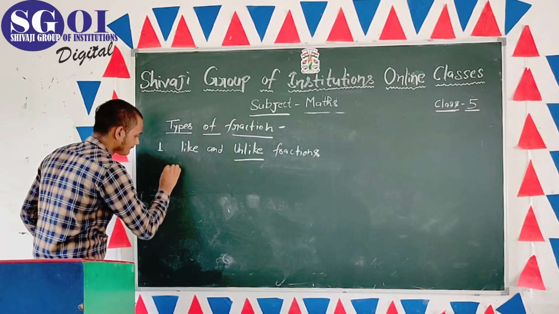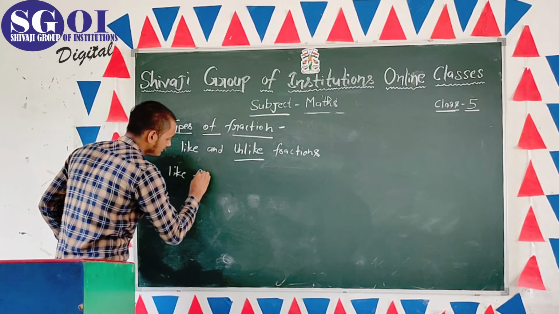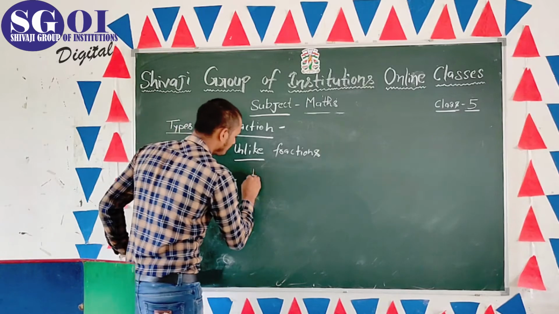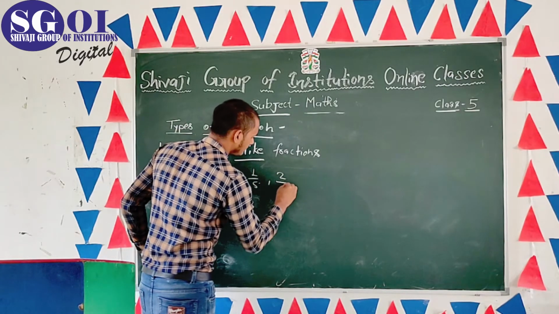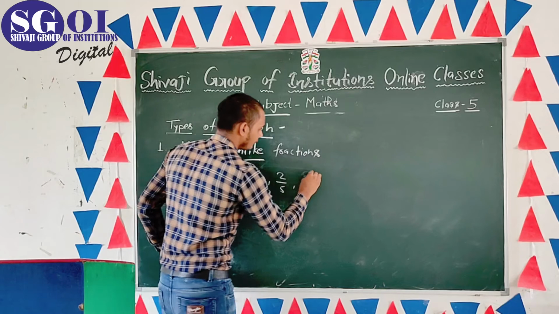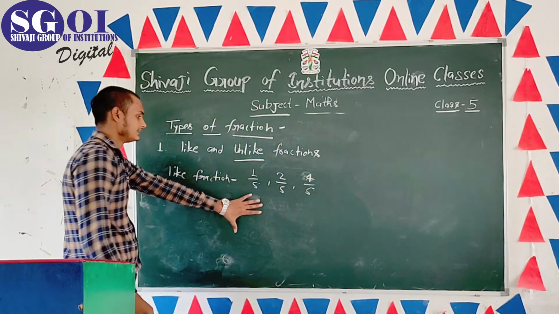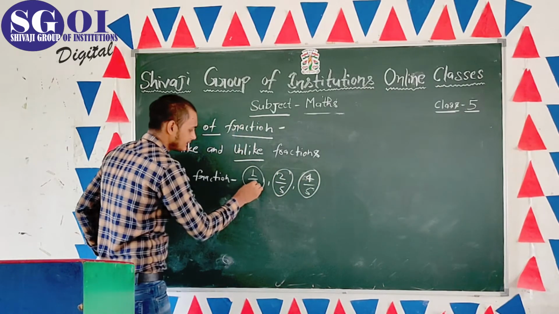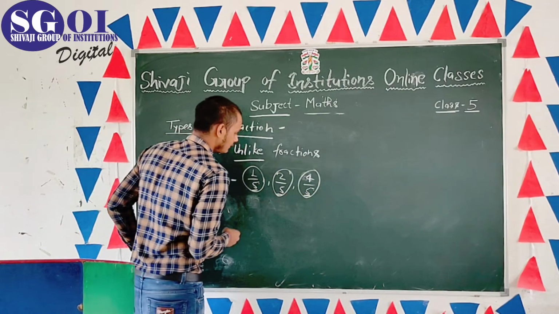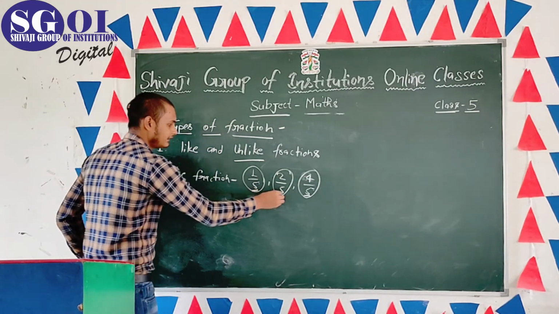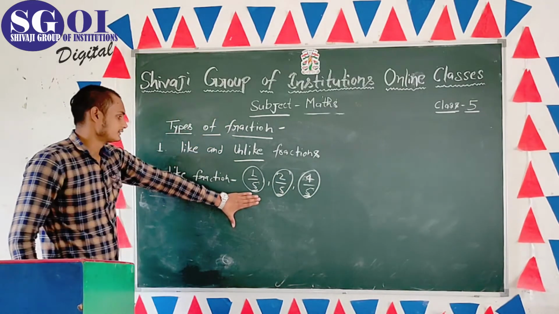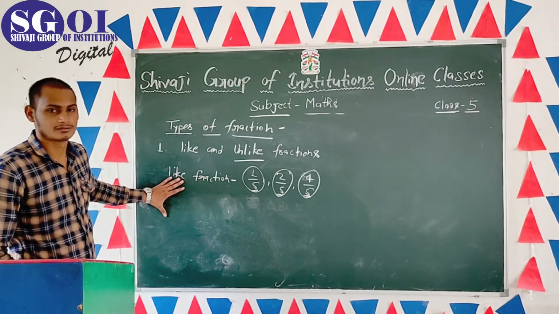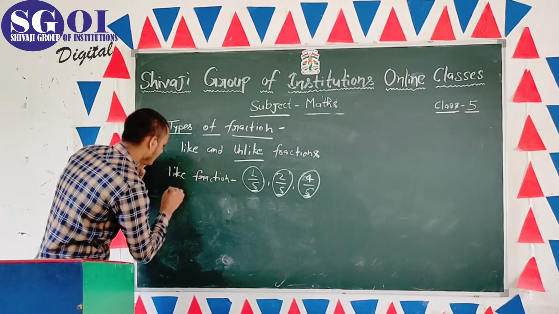Look at the example of like fractions: 1 upon 5, 2 upon 5, 4 upon 5. These are like fractions because the denominators are same. All the fractions have the same denominator, so these fractions are called like fractions. Okay friends? Next one is unlike fraction.